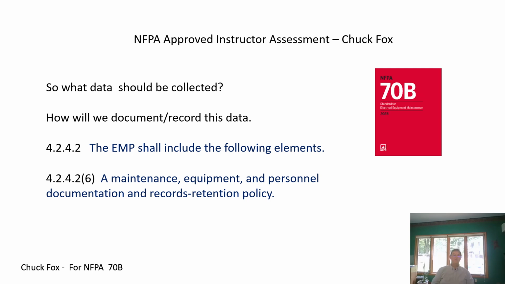Well, an element of the electrical maintenance program says that we need a records retention policy for the maintenance, the equipment, and personnel documentation. That's an interesting way of looking at it because the 70B standard does not articulate any particular type of software or collections of various systems and processes that an organization may have. So how will we go about recording the data, and what data needs to be recorded, is the core question. And then we can apply that out to either specific software for managing the electrical maintenance program or a composite of various other systems and procedures and processes already in place within a company.